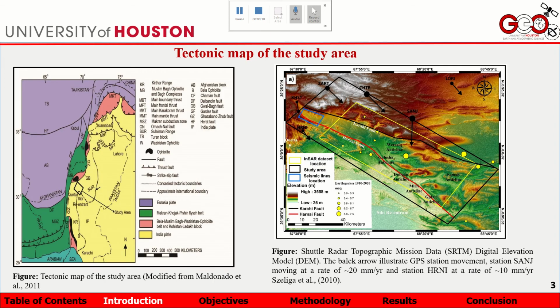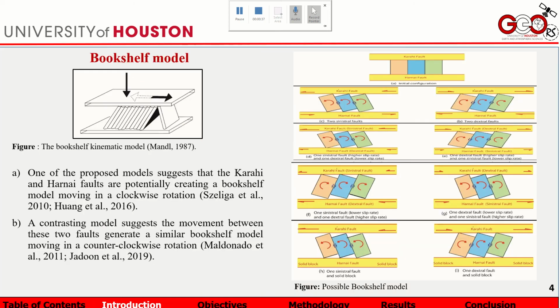So my study area is located in the western part of the Sulaiman Fault Belt in Pakistan, as you can see here. When we look at the details of the study area, I have two faults, Karai and Hanai faults. And also in this study, I use seismic and GPS datasets to show the movement of these two faults. According to some researchers, they suggest that Karai and Hanai faults are potentially creating the bookshelf model.